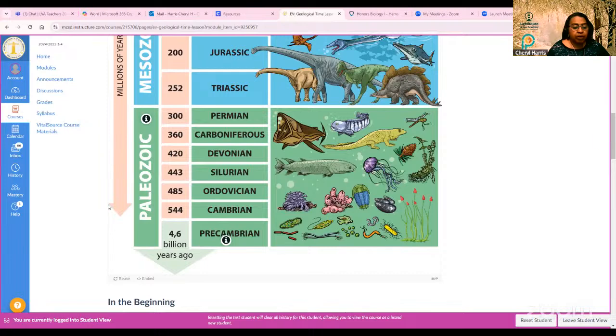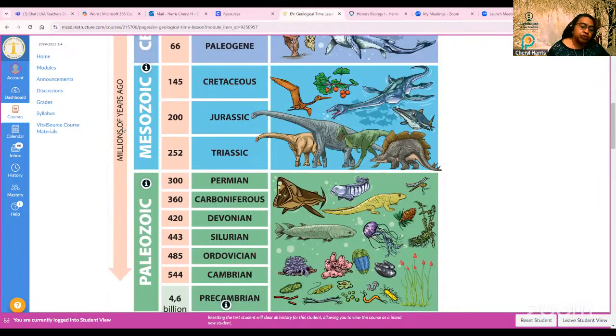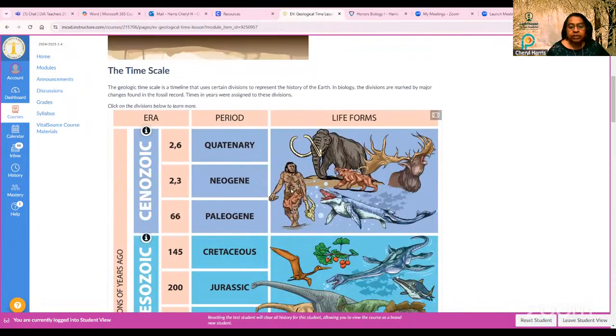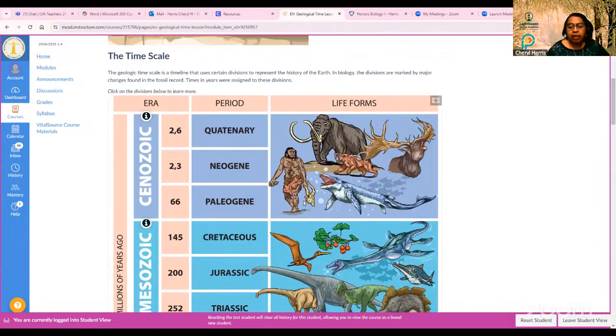But as far as this is concerned, you do need to know that on this chart, the bottom is the oldest, and the arrow goes down for the millions of years ago. And then just be familiar with key organisms from each era. And naturally, man falls in the last era.